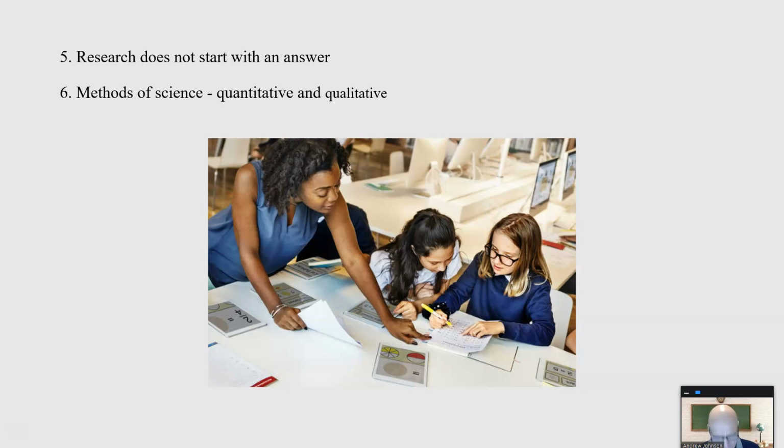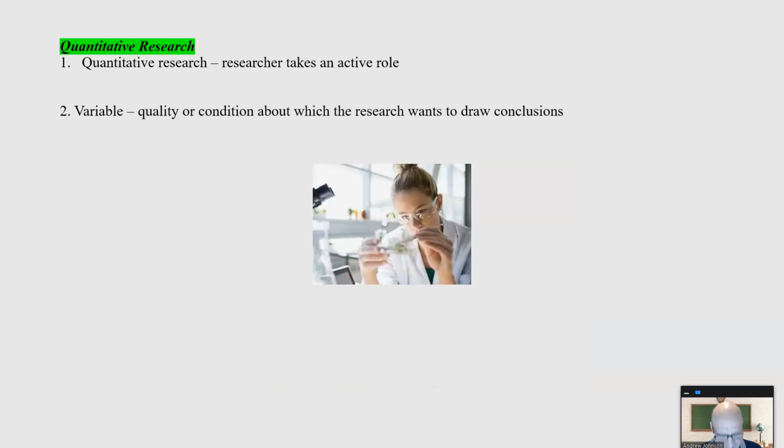There are two general methods of science: quantitative, which is the controlled experimental research, and qualitative. So let's take a look at quantitative research. Here, the researcher takes an active role in setting up the observation or experiment and isolating the variable. A variable is any quality or condition about which the researcher wants to draw some conclusion.